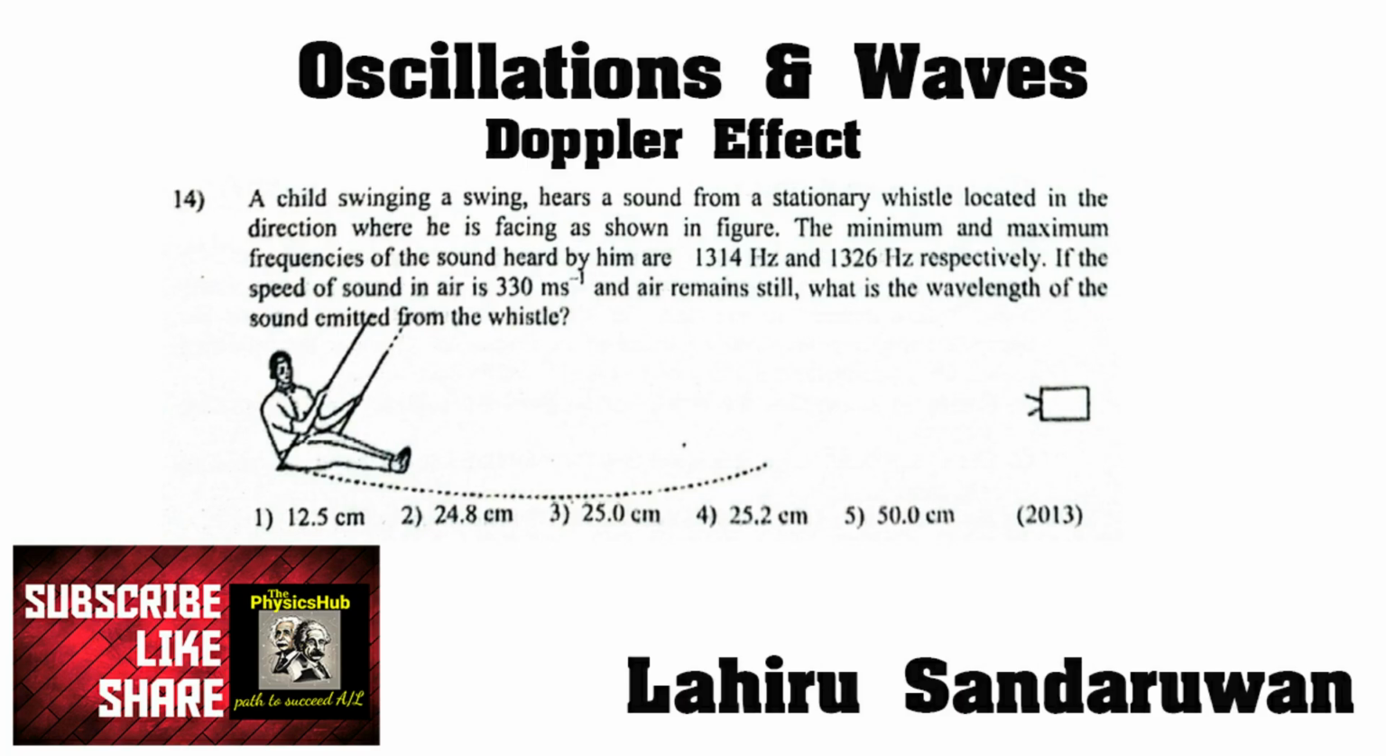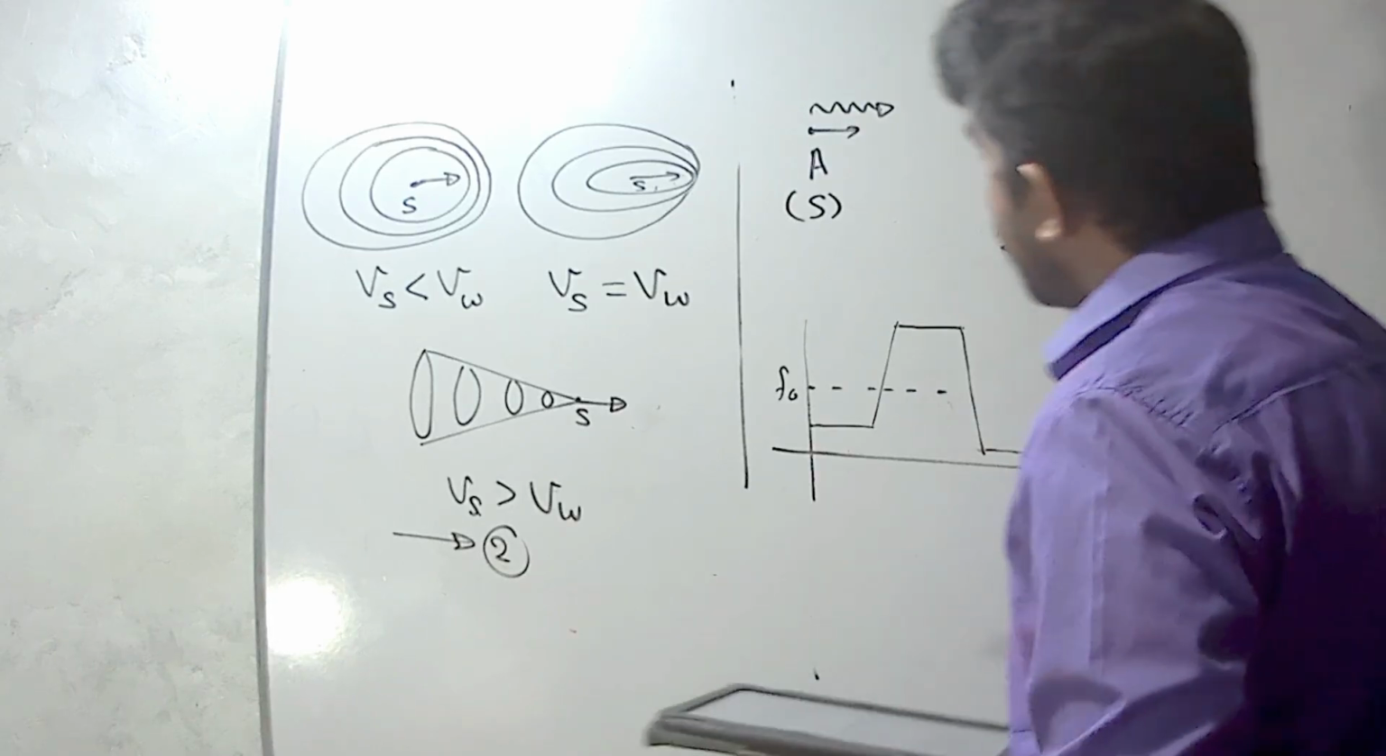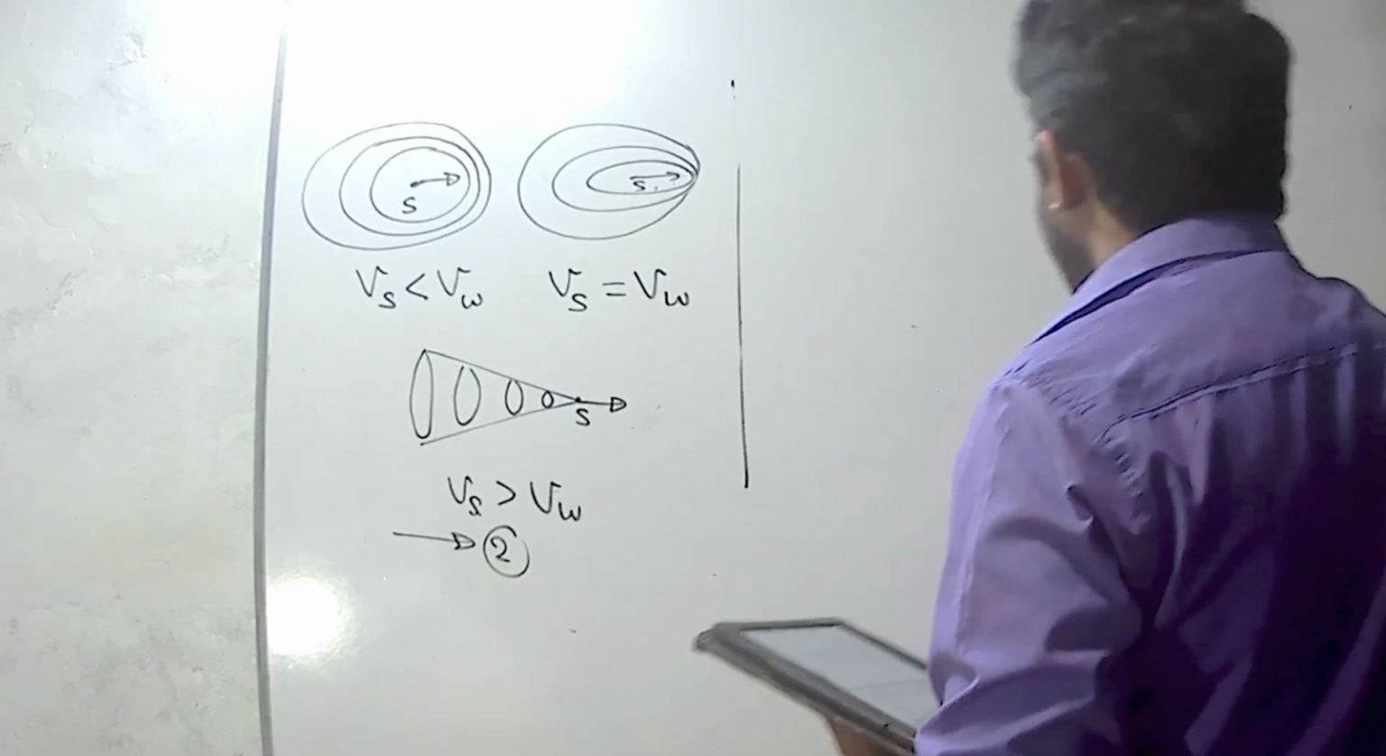A child sees a scene. He hears the sound from a stationary whistle located in the direction where he is facing as shown in figure. The minimum and maximum frequencies of sound heard by him are 1314 and 1326 Hz respectively. If the speed of sound in air is 330 m/s and air remains still, what is the wavelength of the sound emitted from the whistle? We have to find the wavelength of sound emitted by the whistle.